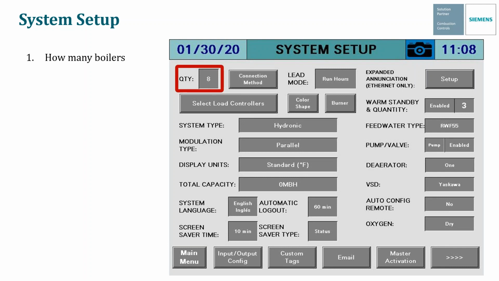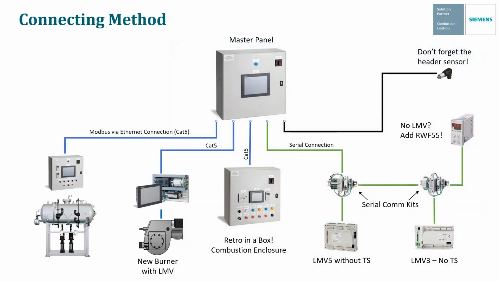The first thing you're going to do is tell the master panel how many boilers it's connected to. You just simply put that here in the quantity section. Then we're going to tell the master panel how each boiler is connected. Now, if we go back to our example, we can see a couple of different connection methods, right? But really, it only breaks down into two different types of connections, okay?